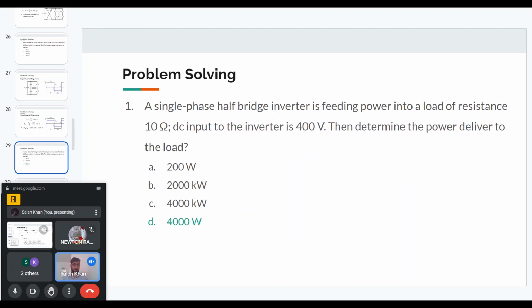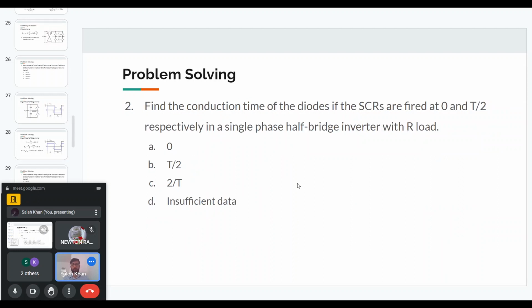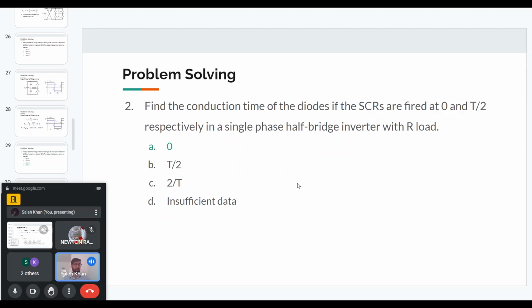If I go back, for a resistive load, the current is always in phase with the voltage. So when S1, the first thyristor, is on, the current will be in this direction from A to O. And when S2 is on, the current will be from O to A in the negative direction, but it will be handled by the S2 SCR. So the diodes will never conduct for a resistive load. The answer to this question is 0.